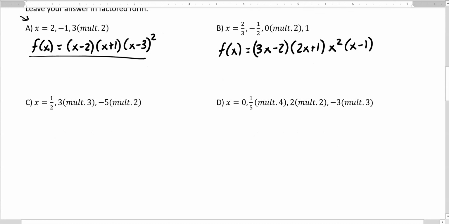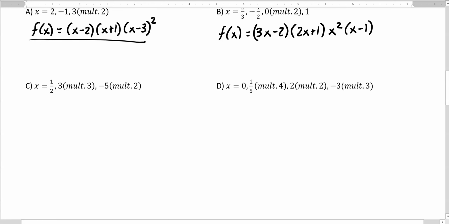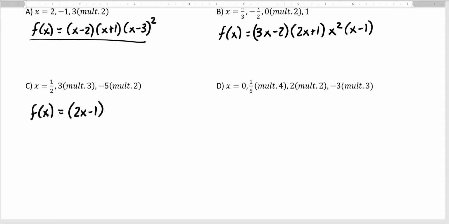Let's look at C here. x equals 1/2, 3 with multiplicity of 3, and negative 5 with multiplicity of 2. So our function f of x would equal, to get the zero 1/2, we would use the factor 2x minus 1. For 3, we'd say x minus 3, multiplicity of 3, so show that in the exponent. Negative 5 would be x plus 5, multiplicity of 2, show that in our exponent. And our last one here, look at all these multiplicities. We got some fractions. This is a good one.